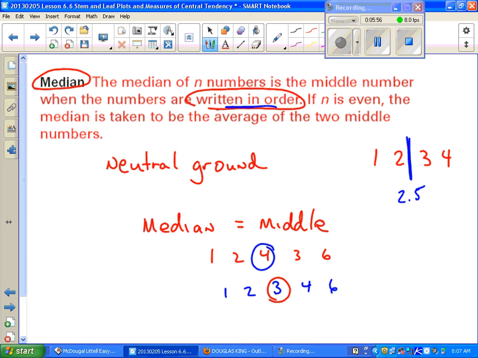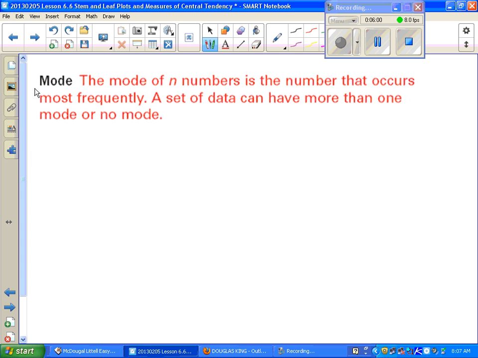But the fact that they're in order is the key to this. Median is the middle when they are in order. Mode is a 4-letter word, and so is most. Mode and most. Think of that, and you won't mess those up.